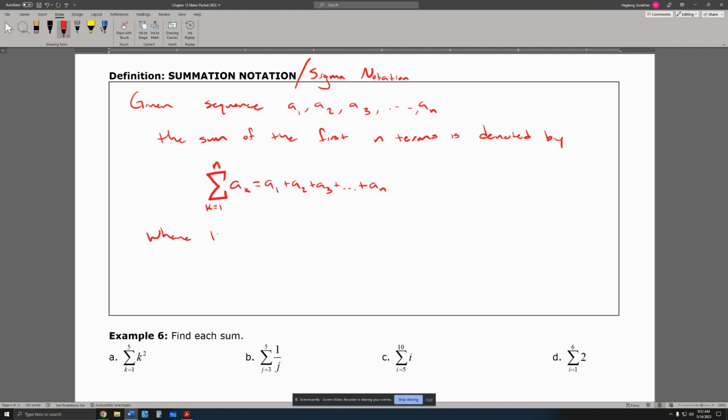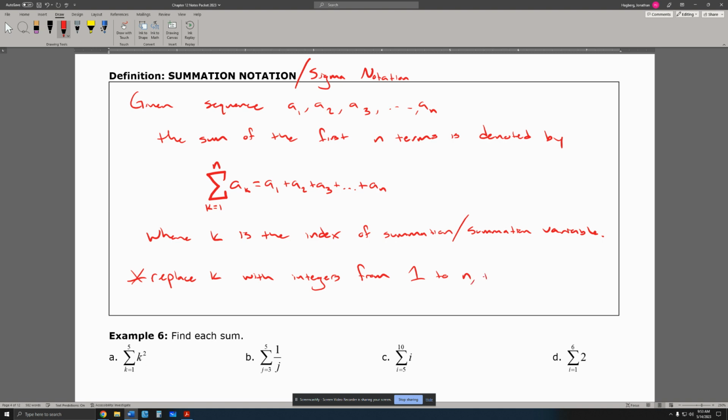So where k is the index of summation. Or another way we can define k is it's the summation variable. Okay. So the way that we can evaluate some of these sigma notations or summation notations is we can replace k with integers. Really, it should be natural numbers from 1 to n. And then we just take the sum.